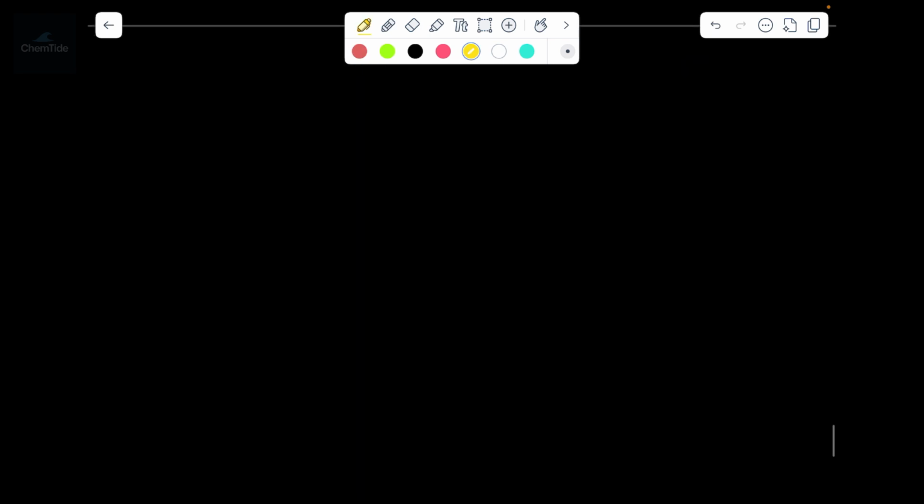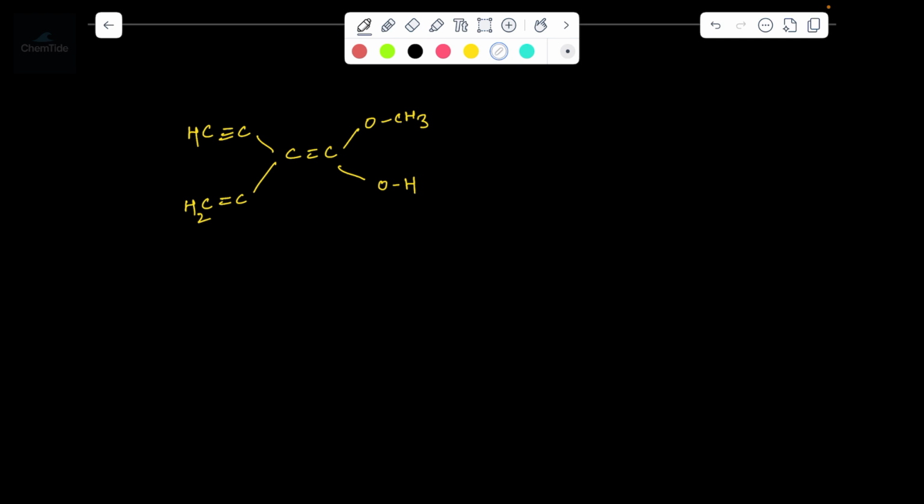We can do a few more examples. C double bond C, and here we have OCH3, and here we have O and H, and here we have C triple bond CH, and this side C double bond CH2. So let's see which double bond has the geometrical isomerism. This double bond is not showing GI, but this one is, and all the 4 substituents are different, and we have to write the name whether it's a Z form or E form, because cis and trans is not possible here.